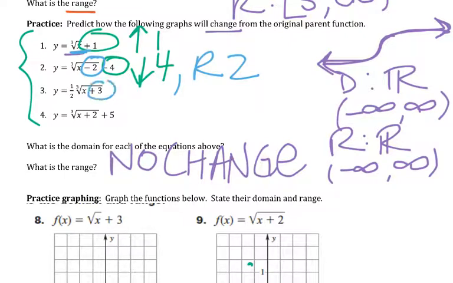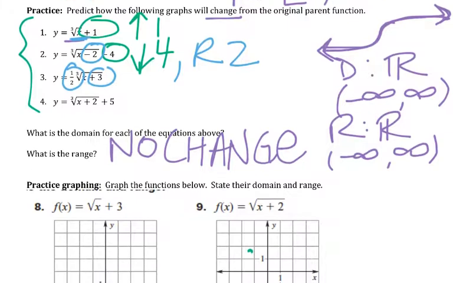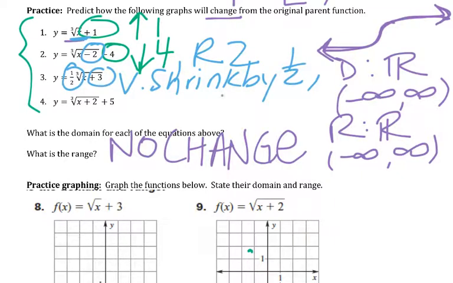In number 3, we do have a horizontal shift, left 3, but we also have a vertical shrink. It's a vertical shrink by half. Then a move left 3. Finally, in number 4, we're moving left 2, up 5.